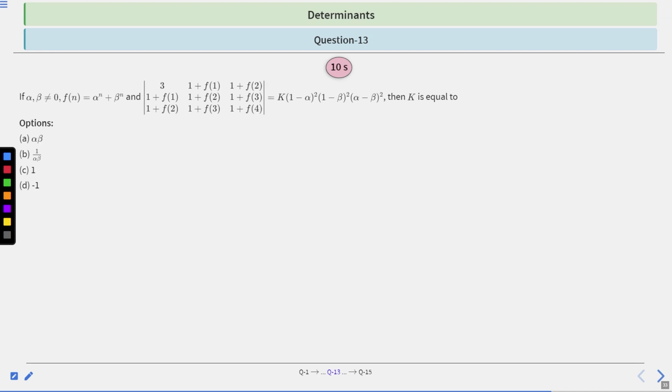Let's move to the next question, question number 13. If alpha beta is not equal to 0 and Fn is alpha to the power n plus beta to the power n, and the value of this determinant is k times (1 minus alpha square)(1 minus beta square)(1 minus alpha minus beta square), then the value of k is. You have 10 seconds to solve this question. After 10 seconds, we will discuss the solution.